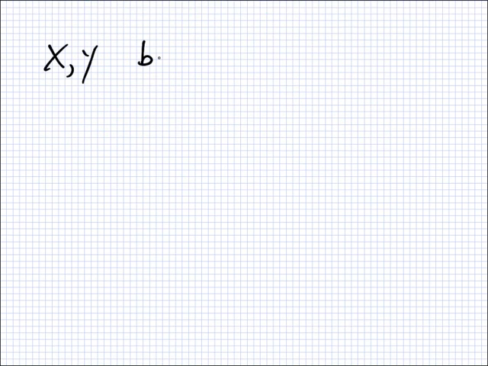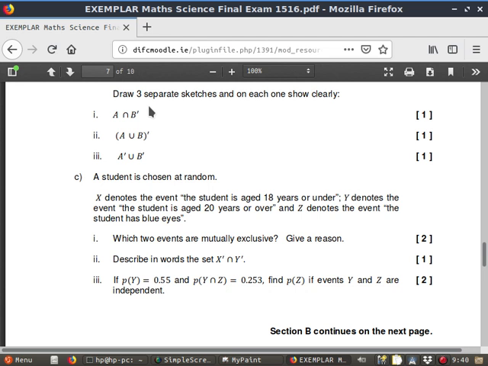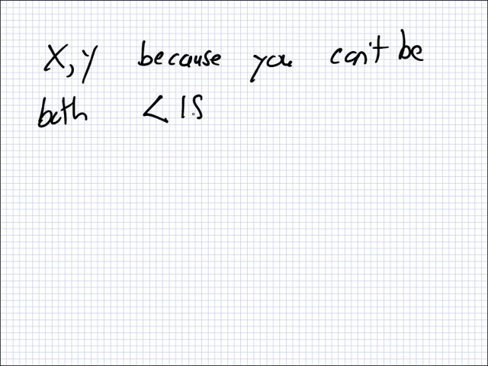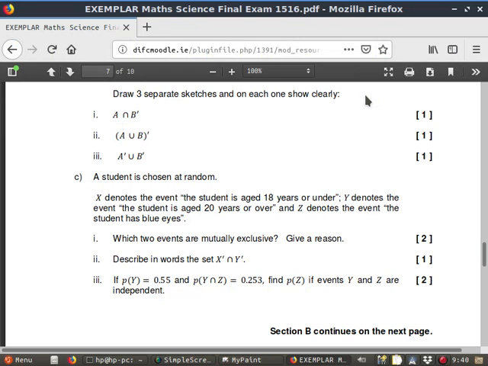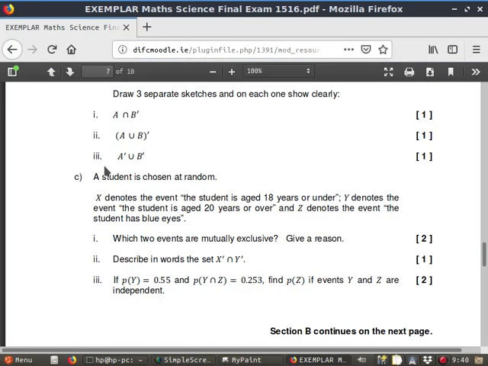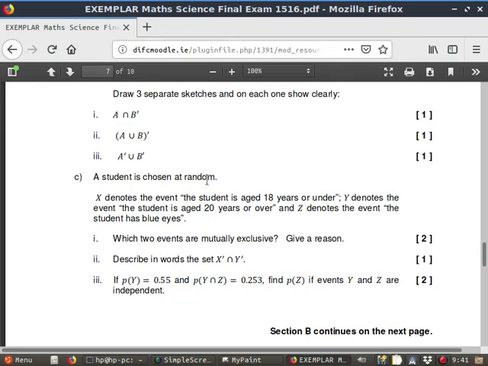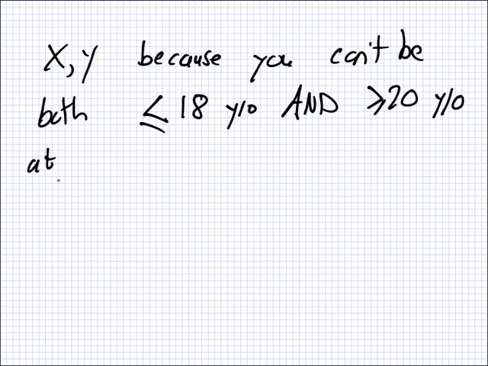So it's X and Y because you can't be both, what is it? 18, so you can't be less than or equal to 18 years old and more than or equal to 20 years old at the same time. The student is age 18 or under and 20 or over at the same time.